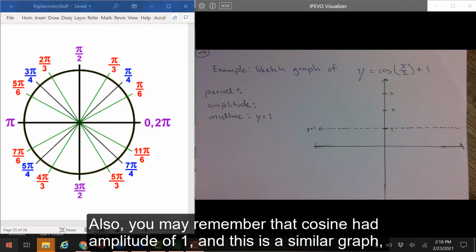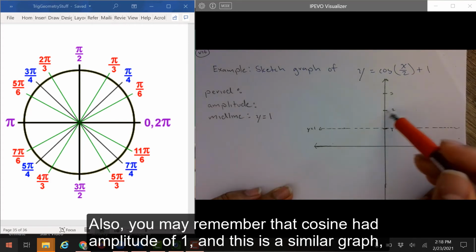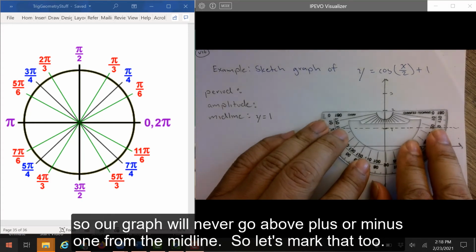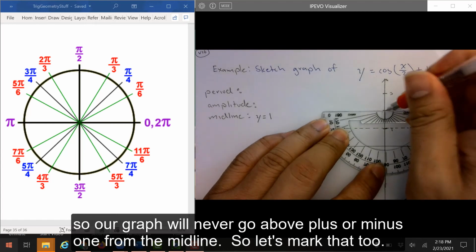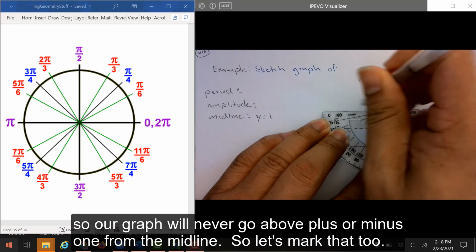Also, you may remember that cosine had amplitude of 1, and this is a similar graph. So our graph will never go above or below 1 from the midline. So let's mark that too.